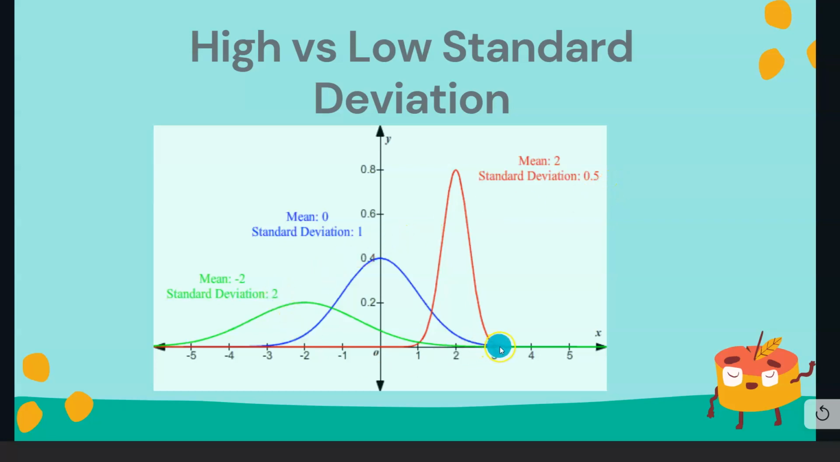And if you graphed out the data, you would see that the bell curve shape would change. With a lower standard deviation, you would have a tighter bell curve, and the data would be more close to the actual mean. If you have a standard deviation of 1, the bell curve spreads out a little bit more. And if you have a standard deviation of 2, the bell curve would spread out even more.